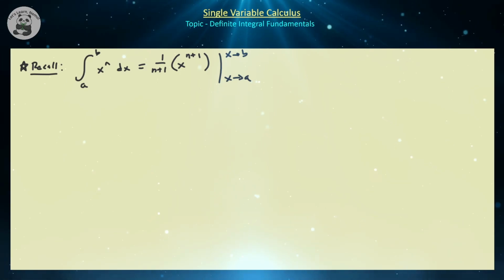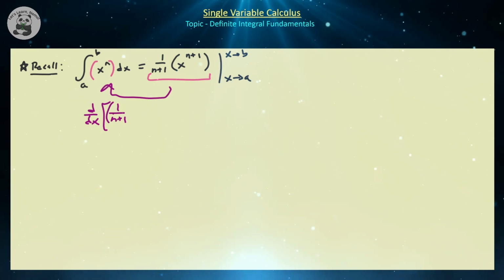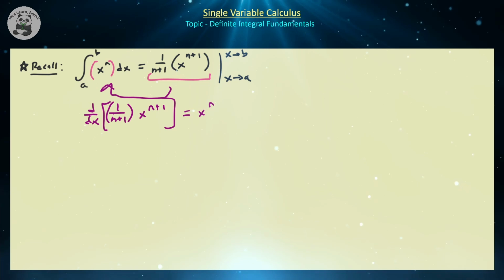Let's go back to one of the observations or comments that I made a little bit earlier, and let's bring up our power rule just for the moment. Remember that we did the integral of x to the n, and we got 1 over n plus 1 times x to the n plus 1. That's a little bit interesting, because the derivative of this, 1 over n plus 1 times x to the n plus 1, is just going to be equal to x to the power of n.